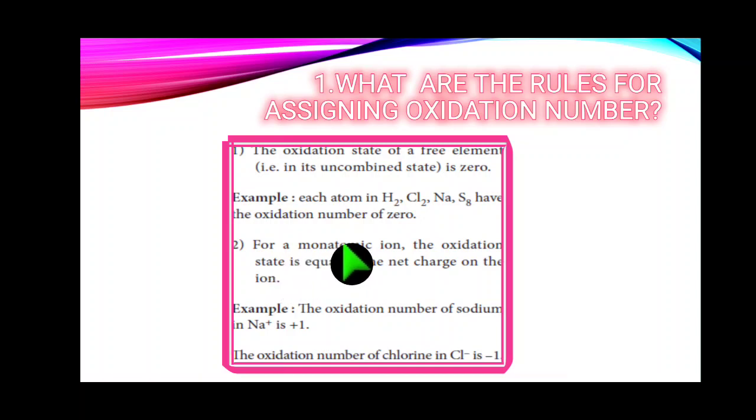Okay, next, for a monoatomic ion, the oxidation state is equal to the net charge on the ion. For example, oxidation number of sodium, Na plus, is plus 1. The oxidation number of chlorine, Cl minus is minus 1. The first example I have given sodium chloride, Na carries plus 1, Cl carries minus 1. So totally the NaCl total charge is 0, right?